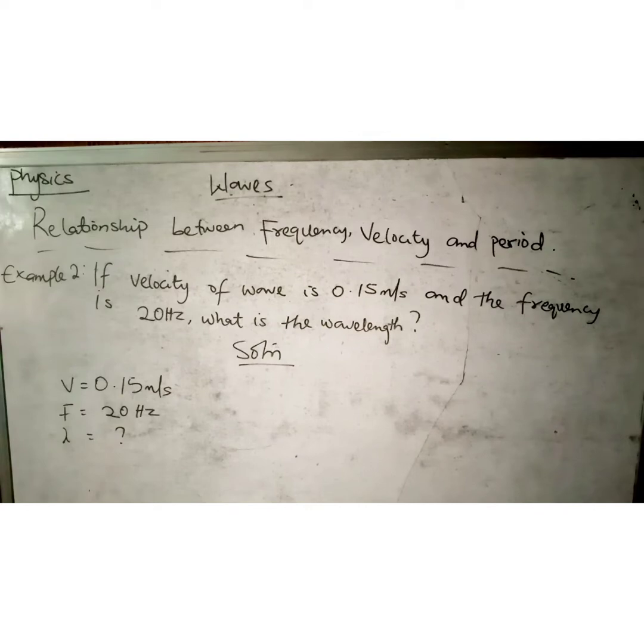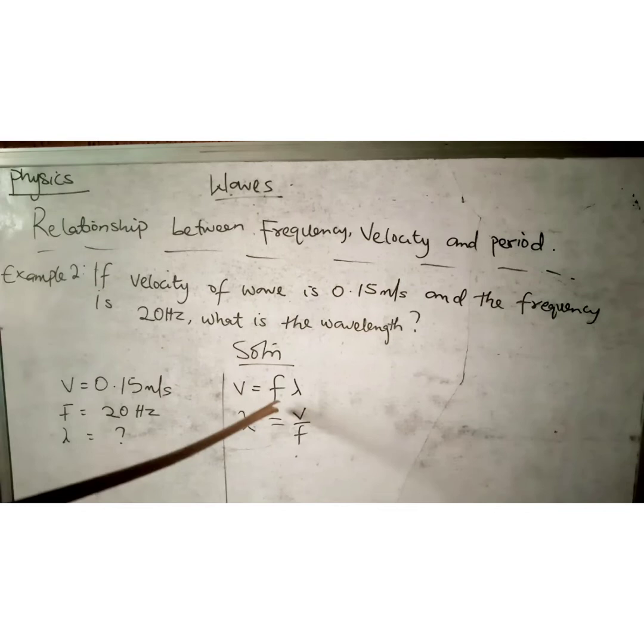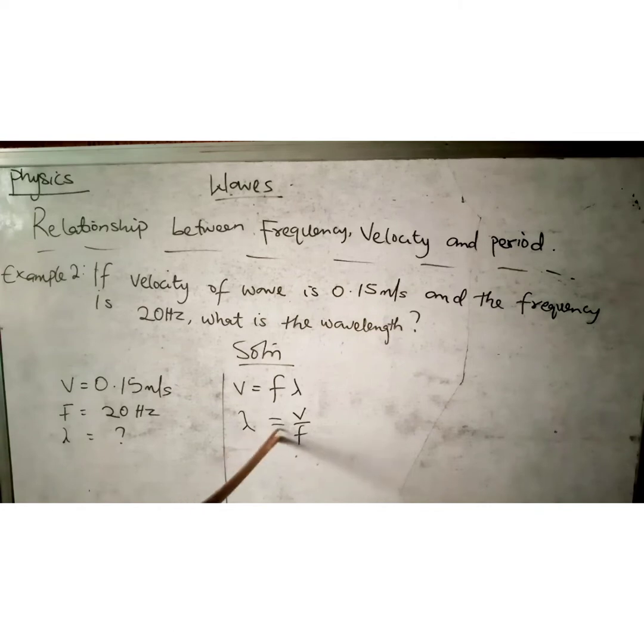We are going to be using the relationship between frequency, velocity, and period for this question. From v, the velocity, equals the product of frequency and wavelength, we now have that wavelength is equal to velocity over frequency.